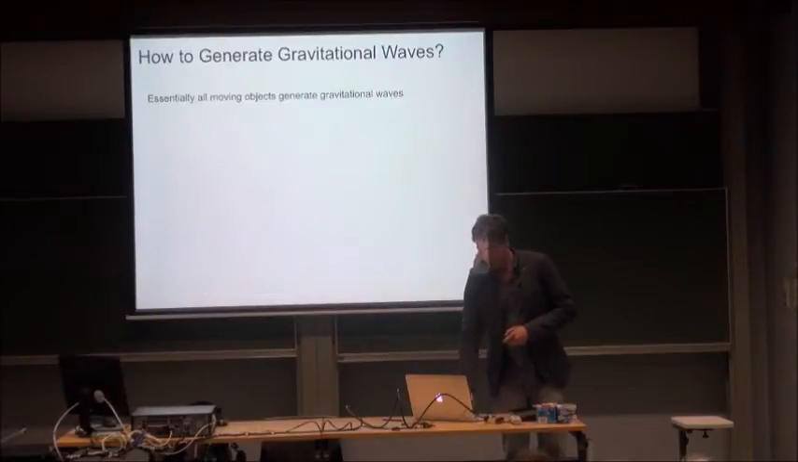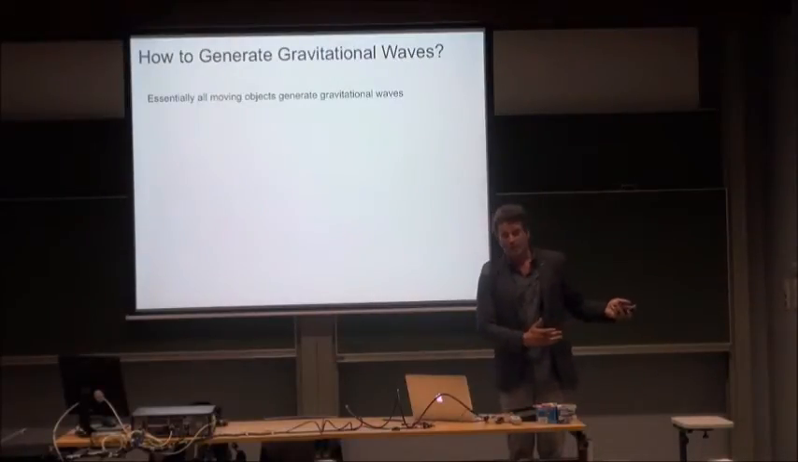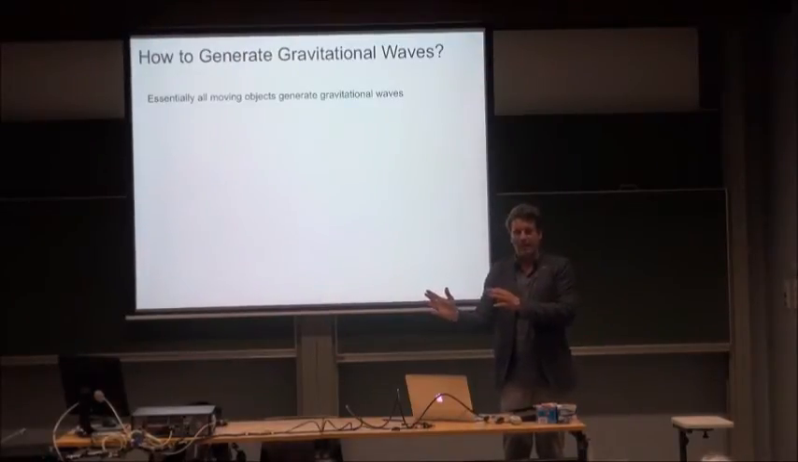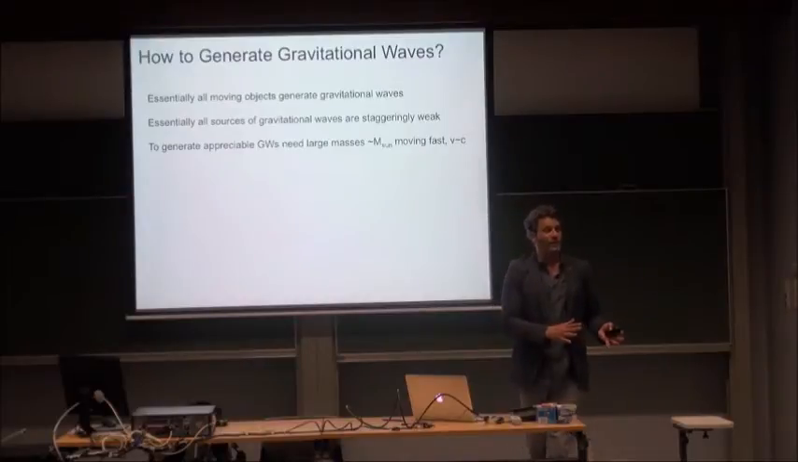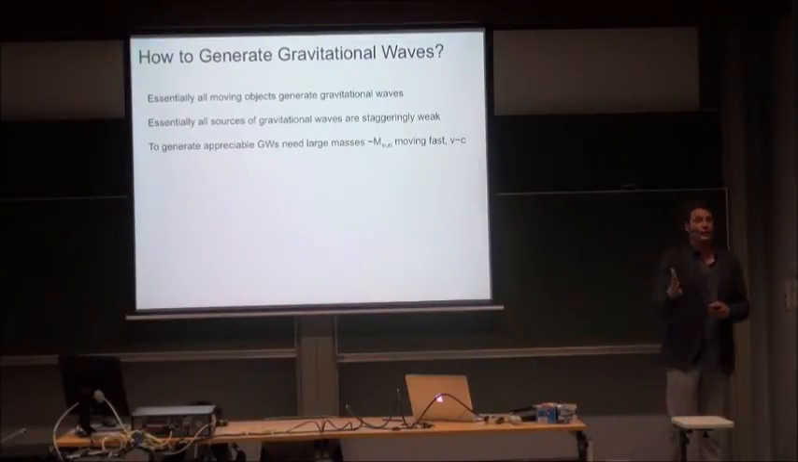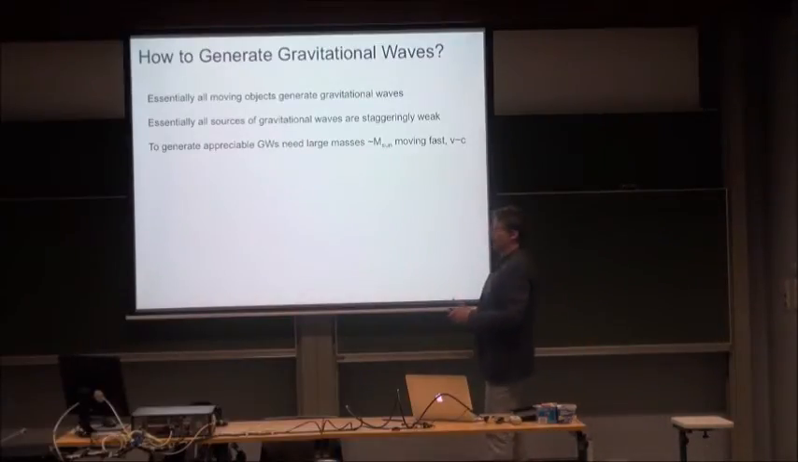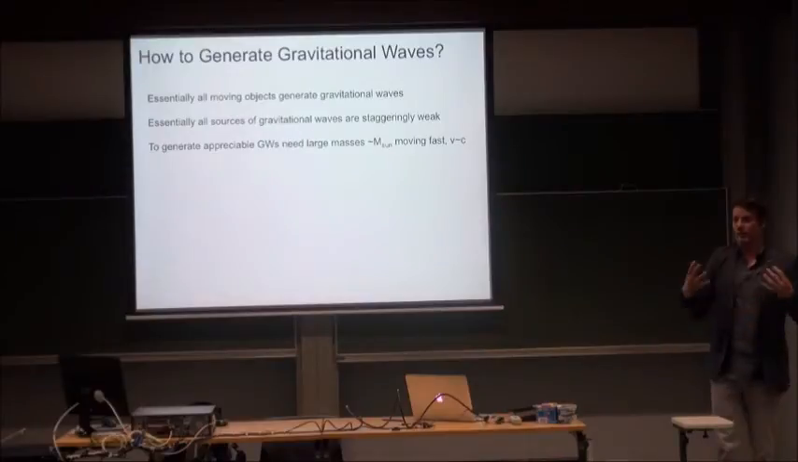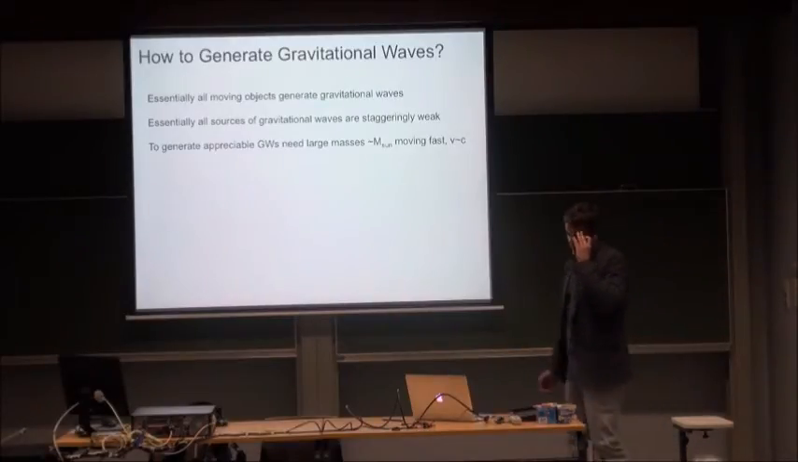Now, how do you get gravitational waves? On the one hand, it's simple. Everything which moves will, via the Einstein equations, make space-time vibrate. The bad news is that all sources of gravitational waves are staggeringly weak because of this extremely small coupling constant. So to generate appreciable gravitational waves, you need large masses of the order of the mass of the Sun or even larger, and you've got to speed them up very fast to the order of the speed of light. Those are the kind of systems you're interested in.